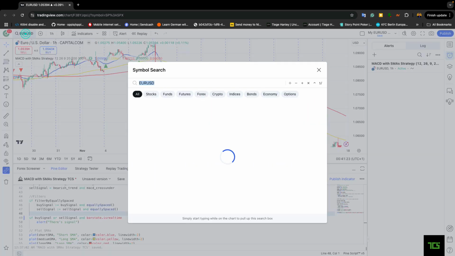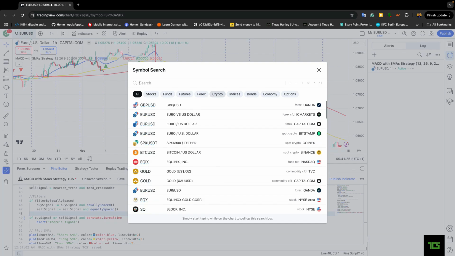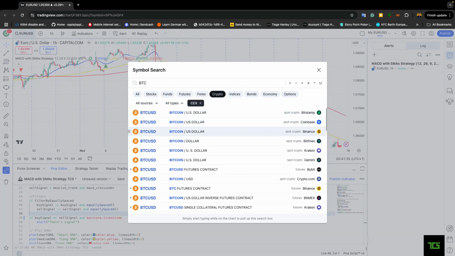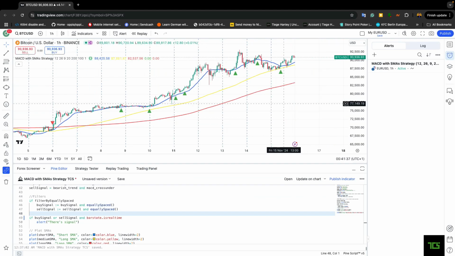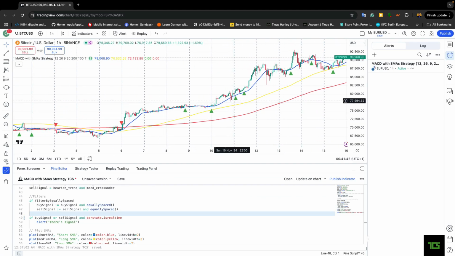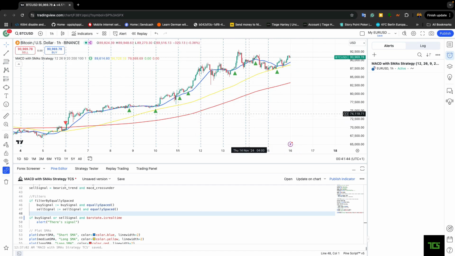And you can also test it on different markets. You can test it on Bitcoin. Let's just see the Bitcoin market. Yeah, whatever. Right, you can see the same thing. You got a signal here, signal here. This is just last week, 2 weeks ago, green signals, all very accurate.